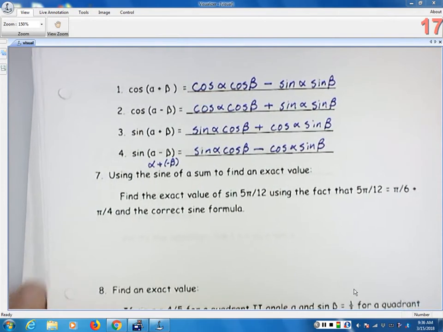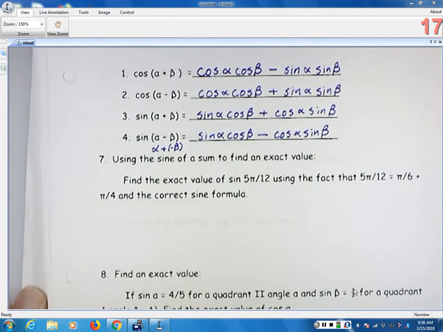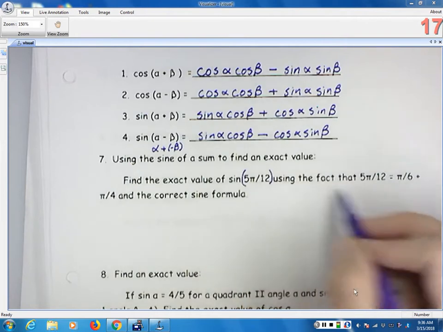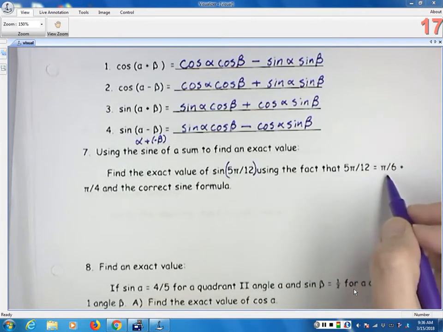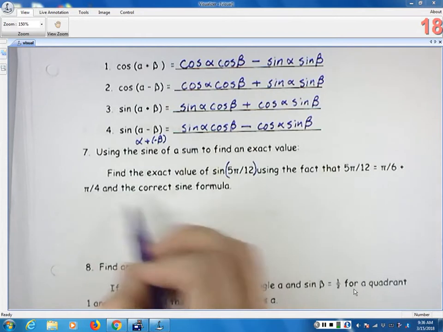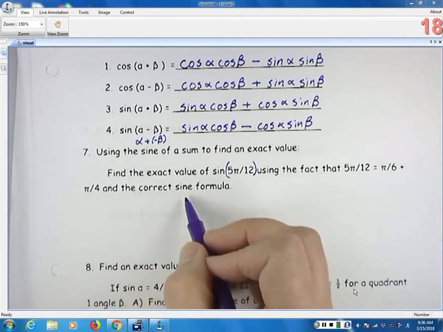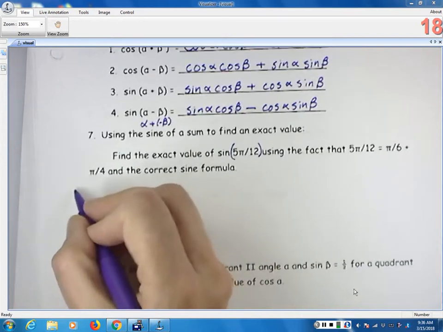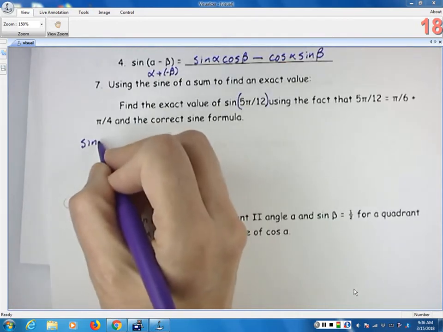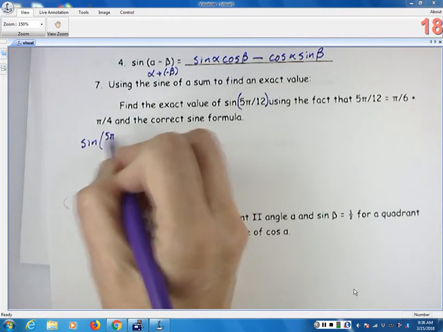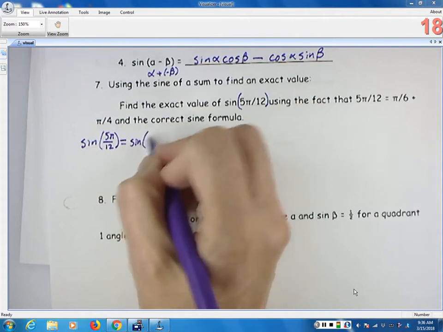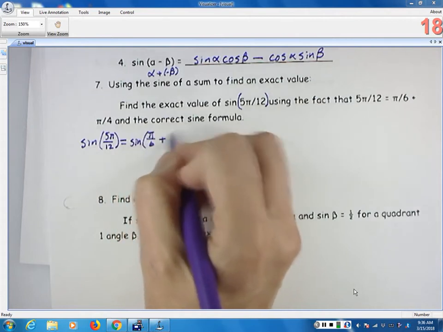Okay, so you don't have to memorize these formulas, but you do need to know how to use them. Find the exact value of sine of 5 pi over 12 using the fact that 5 pi over 12 equals pi over 6 plus pi over 4 in the correct sine formula. So the sine of 5 pi over 12 is the sine of pi over 6 plus pi over 4.